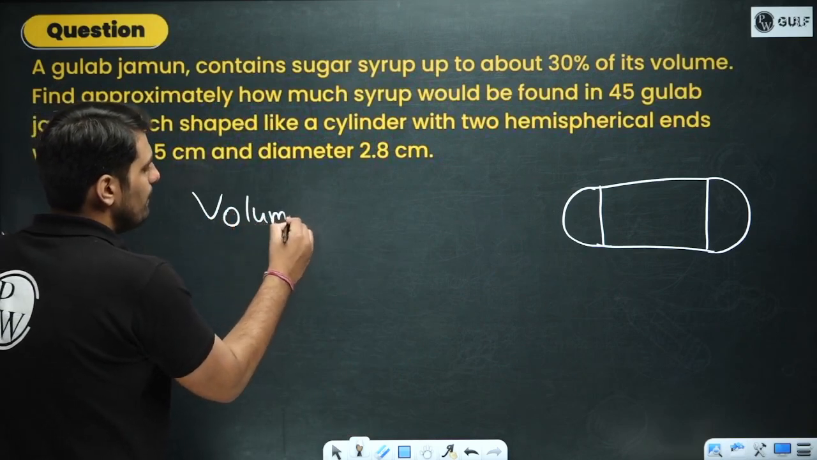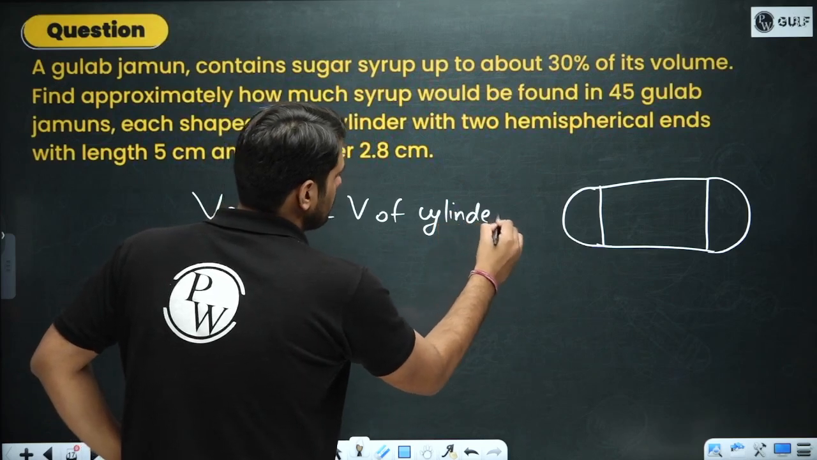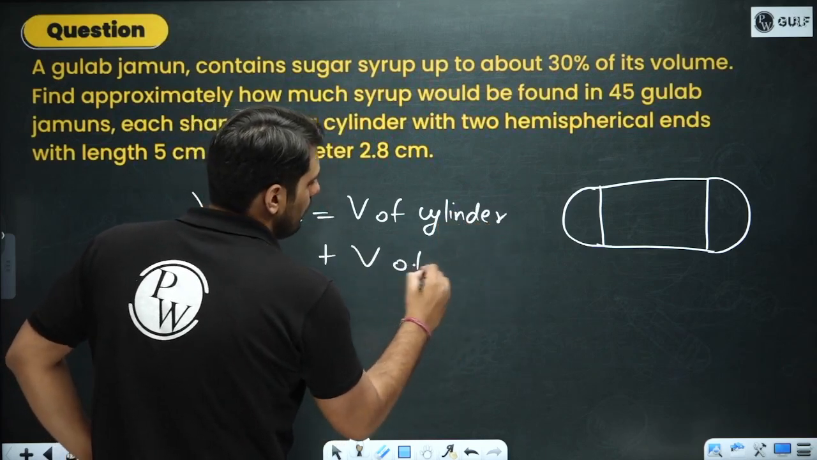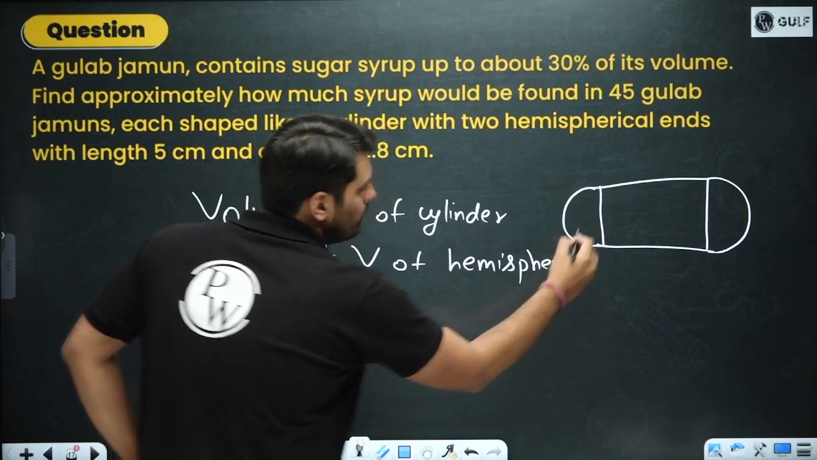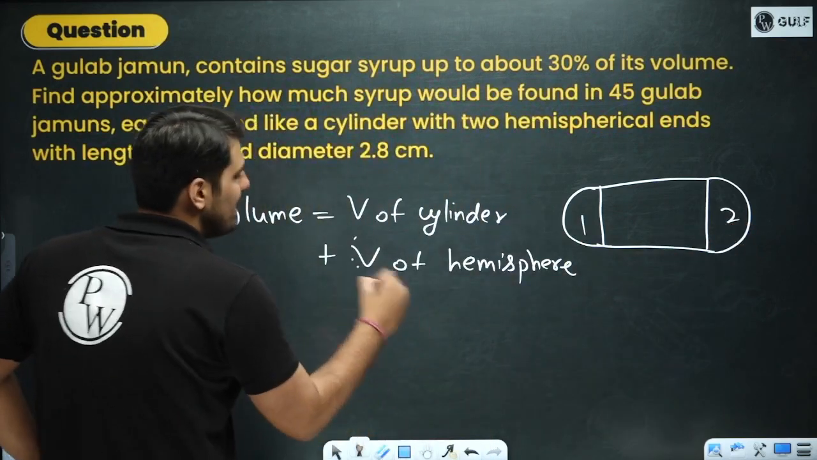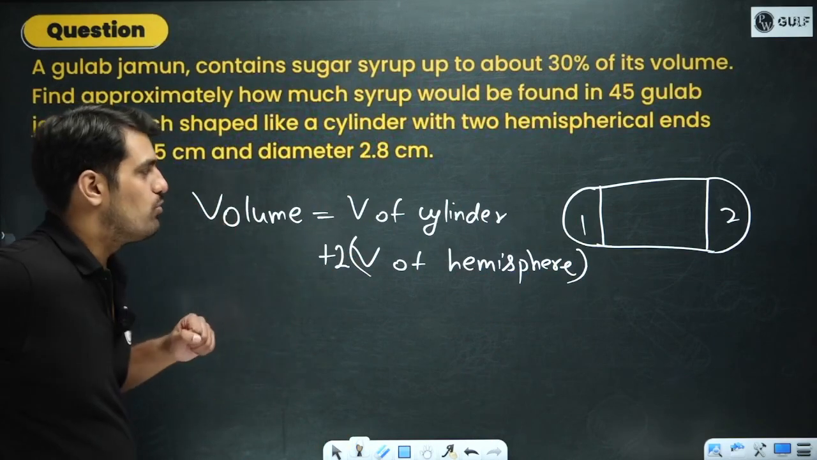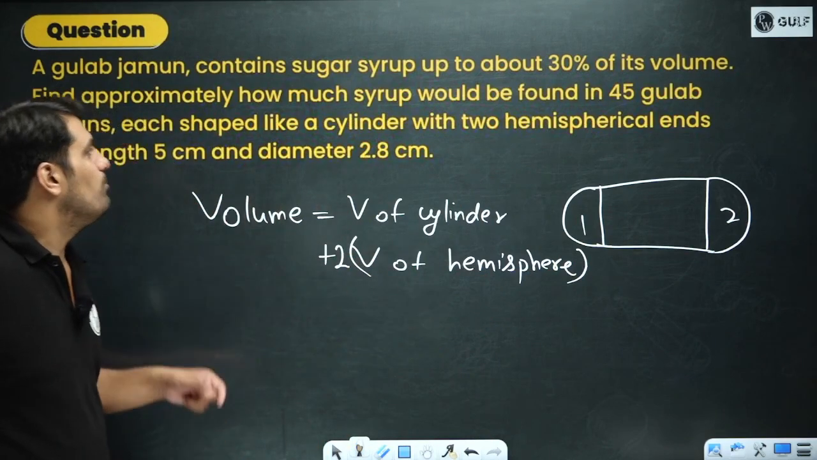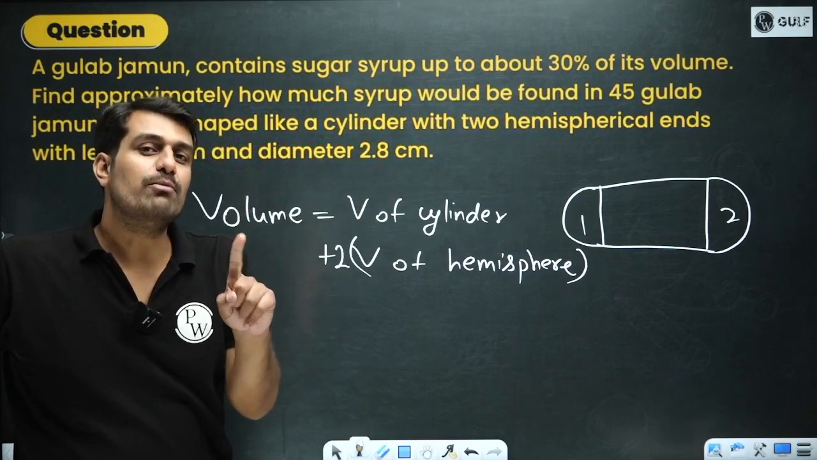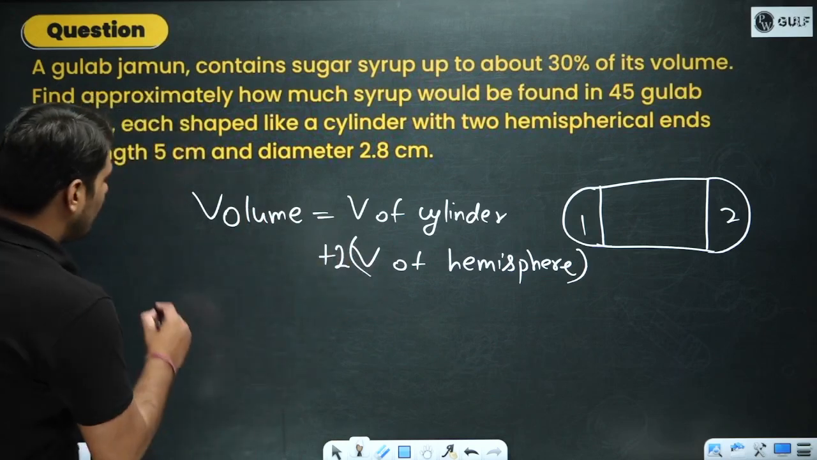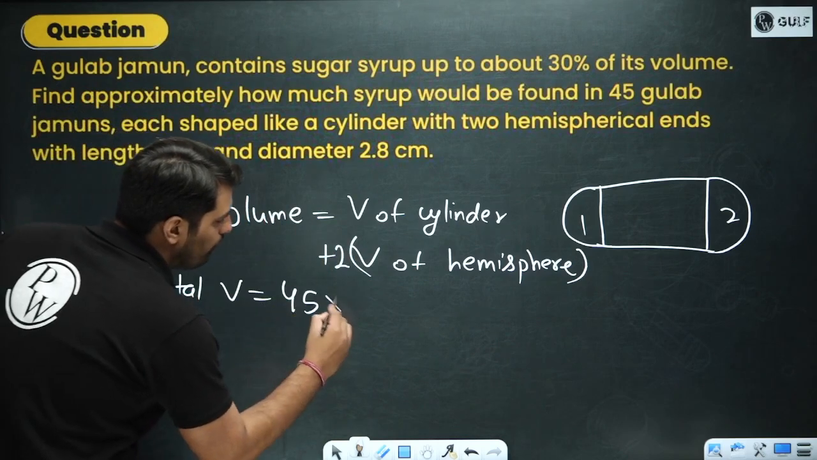Volume part is very simple because it is the volume of the cylinder plus the volume of the hemisphere. But since we have two hemispheres, this is the one, this is the second one, so we can multiply by 2, or I can say simply make up a sphere out of it. We can calculate the volume, but they are not interested in the volume, they are interested in how much syrup would be found in 45 gulab jamun. For one gulab jamun, you can calculate the volume. Similarly, you can calculate the total volume, which will be 45 into the volume of 1.